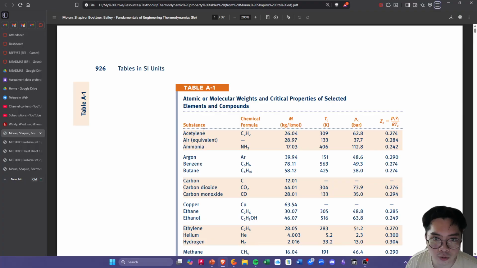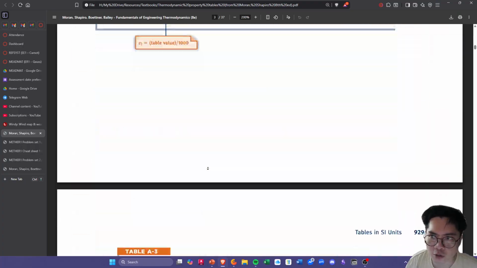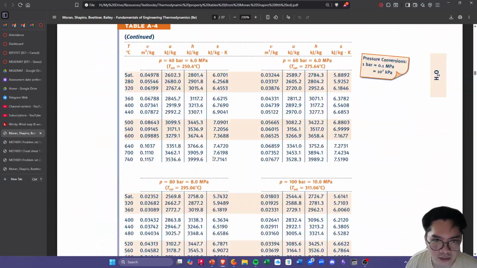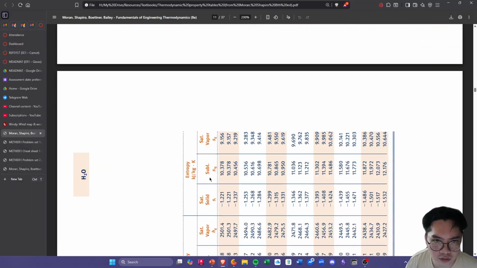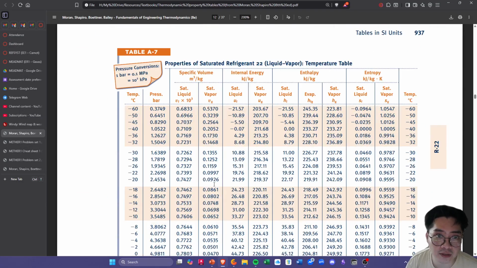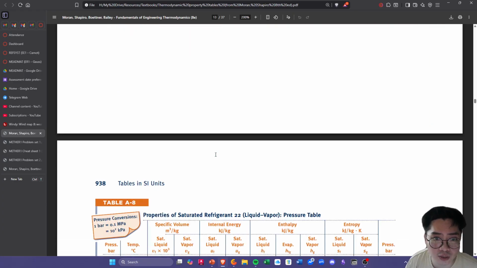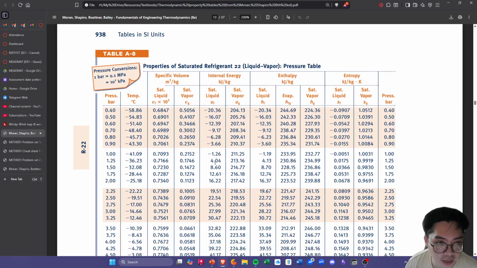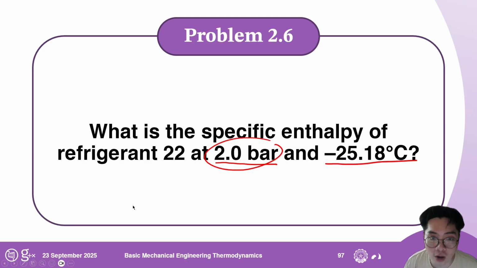So we'll go here now and we'll go to R22. That will be later down here. Table A6, table A7 is the temperature table, so table A8, we will have our pressure table. So this is R22 at 2 bar. Apparently, it is not higher or lower. The temperature is exactly, the saturation temperature here is exactly negative 25.18. That is why we are seeing this weird exact value.